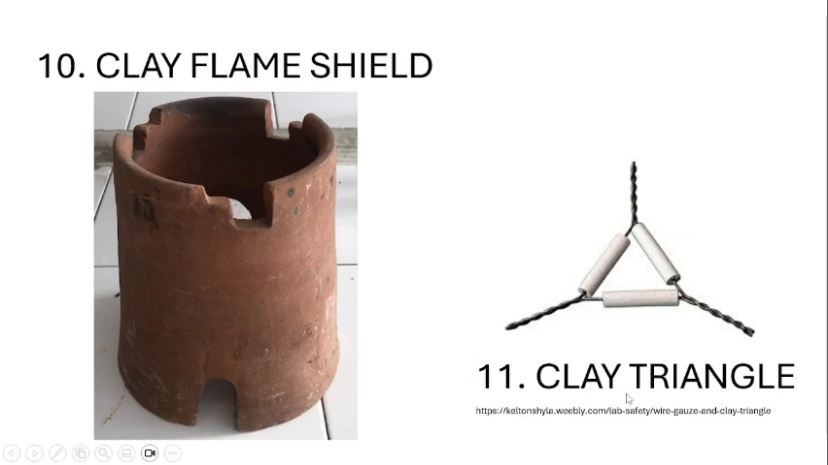Then next we have the clay triangle. So it is also used together with the clay flame shield, and the clay triangle provides a stable platform. So in some experiments in engineering, that will be for heat of combustion. So you will put your aluminum can on top of this triangle, and this triangle will be placed here. If you see these markings or edges, this is meant for the clay triangle.